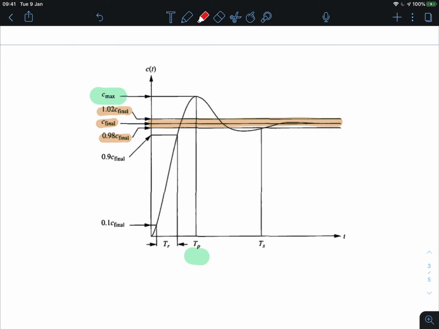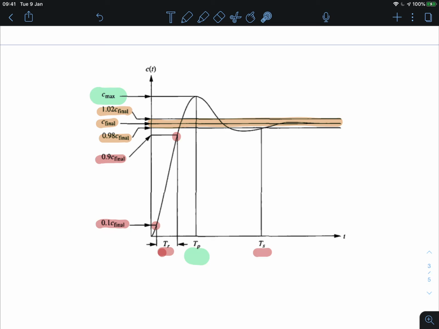Now when the response of this system goes from 0.1 of the final value to 0.9 times the final value, the time it takes to go from 0.1 to 0.9 of the C final value we define as the rise time, this TR. And this TS is the settling time, meaning after this time the response of the system does not come out of this band.